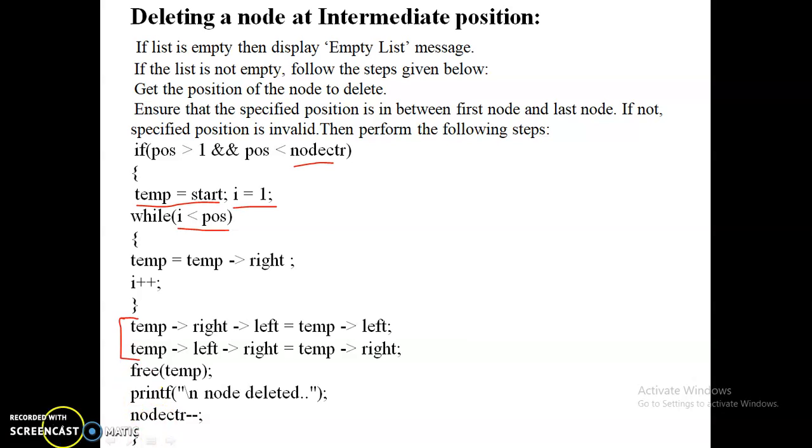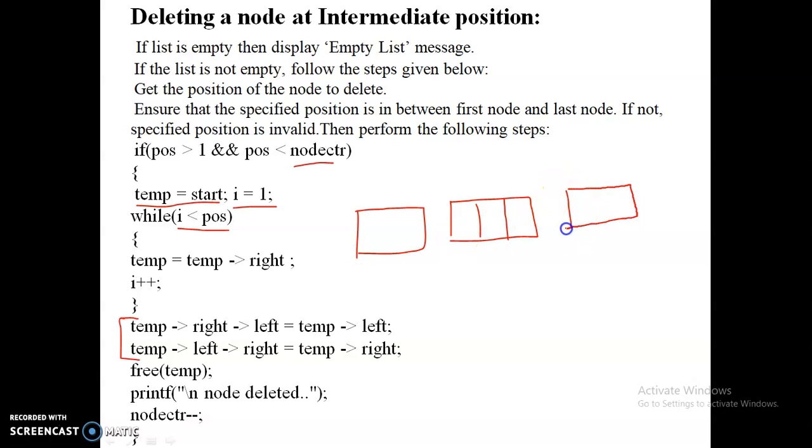Now we need to delete one intermediate node in the linked list. Say for example, this is the node to be deleted. This is the intermediate node, this is its previous node, and this is its next node. So this is the node we need to delete. Temp.